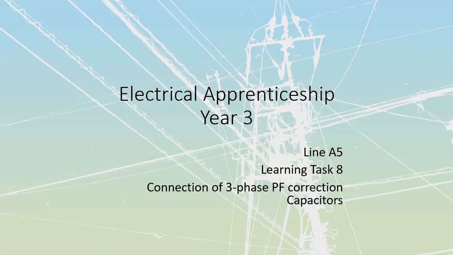All right, line A5, learning task 8. We're going to take a look at connection of three-phase power factor correction capacitors, where we place them on the system and what the reasons for them are. When you went through second year, you would have covered power factor correction. And the reason that we do power factor correction is because we get the most ideal transmission of voltage.